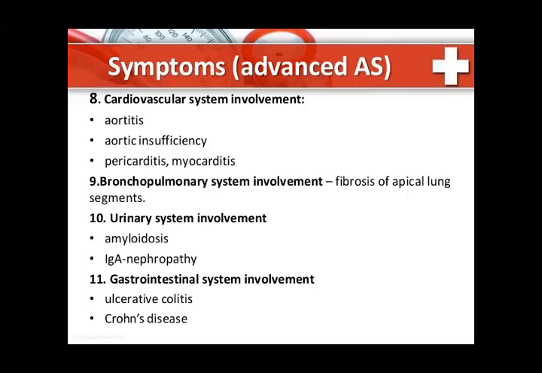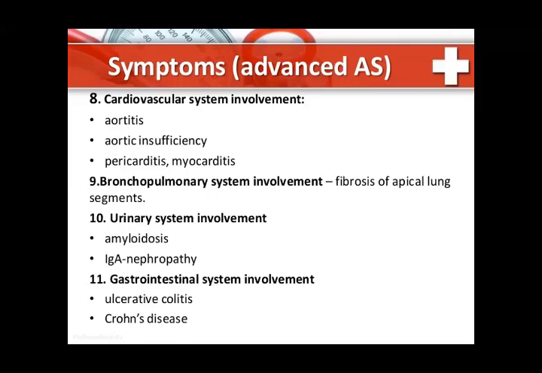Like I told you, because of the inflammation of the costovertebral joints, there will be bronchopulmonary involvement, leading to decreased excursion of the lungs, decreased chest expansion, and fibrosis of the apical segment of the lungs. And there is a high risk for infection.